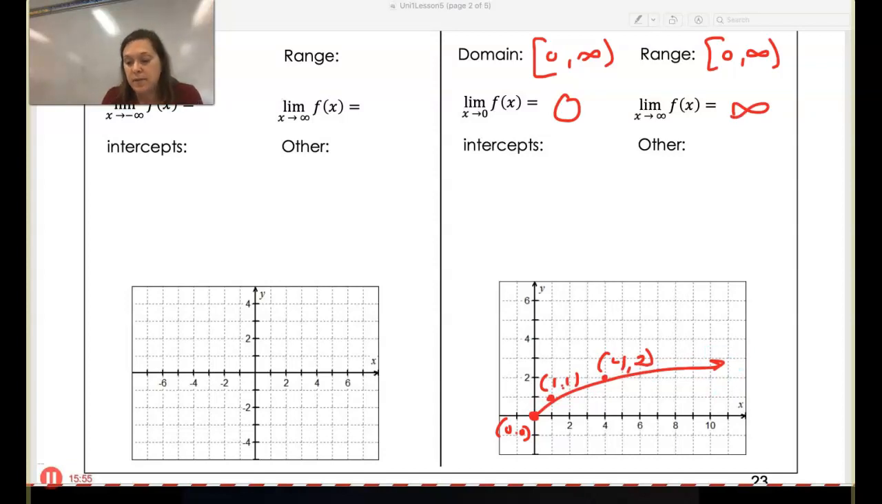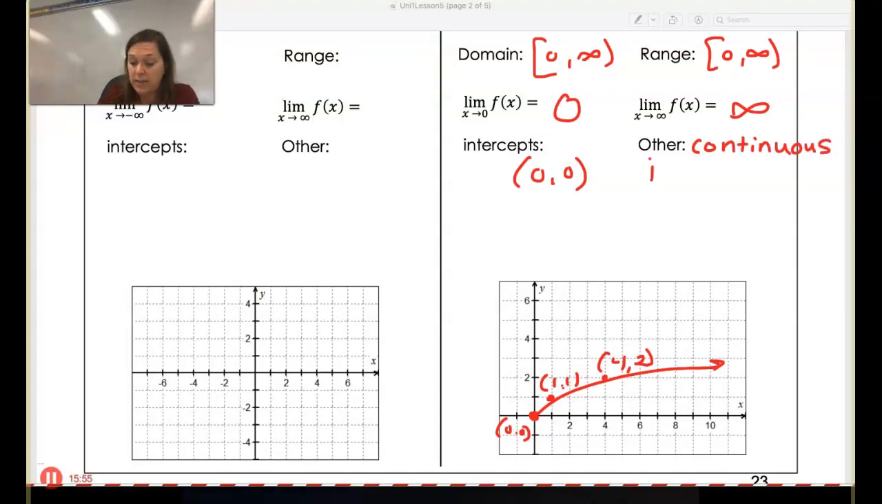My intercepts are at 0, 0. Let's talk about symmetry. Do I have any symmetry there? Nope, not symmetric to the y-axis, not symmetric to the origin, so we've got no symmetry. How about, is it continuous? Yeah, it's continuous. No gaps in there or holes.